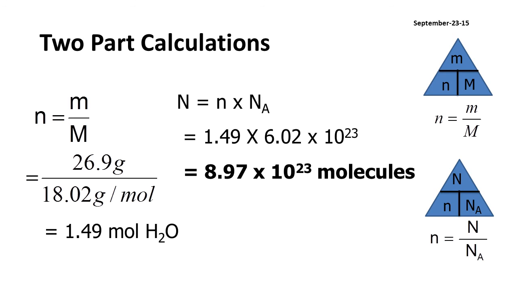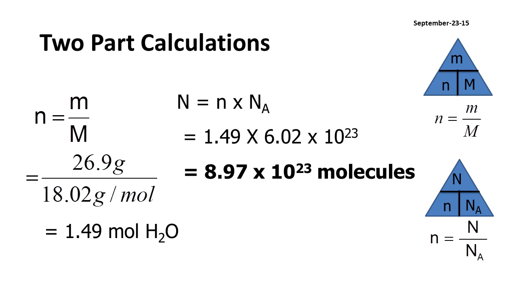So I got 1.49 moles times 6.02 times 10 to the 23 molecules per mole. The moles will cancel, and I'll be left with 8.97 times 10 to the 23 molecules. So that's your final answer for that one.